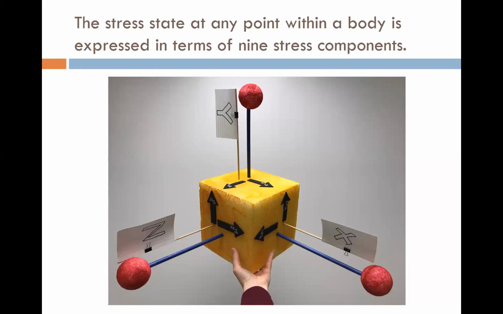There are 9 stress components that completely describe the stress state at a given point. 3 of those are what we call normal stresses. So here we have the 3 normal stresses that are perpendicular to the faces. And on the opposite sides of the cube, you would have equal and opposite stresses. So there's only 3 unique normal stresses. And then we have 6 shear stresses. Each of these represents a shear stress. So 6 plus 3 is 9.